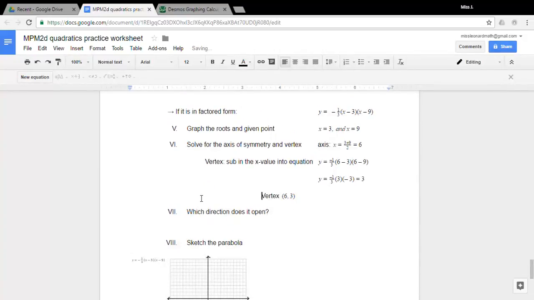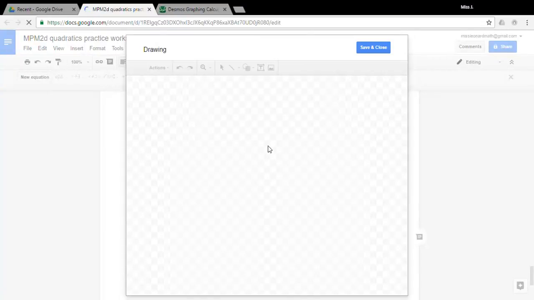Okay. So for any of these ones in factored form, to find your axis of symmetry, that means averaging, and then vertex, we're subbing in that x value. All right, what direction does it open? We just need to look at the A. So it's negative, so it opens down, and therefore our vertex is a maximum. Okay. And then we'll just put everything all together.